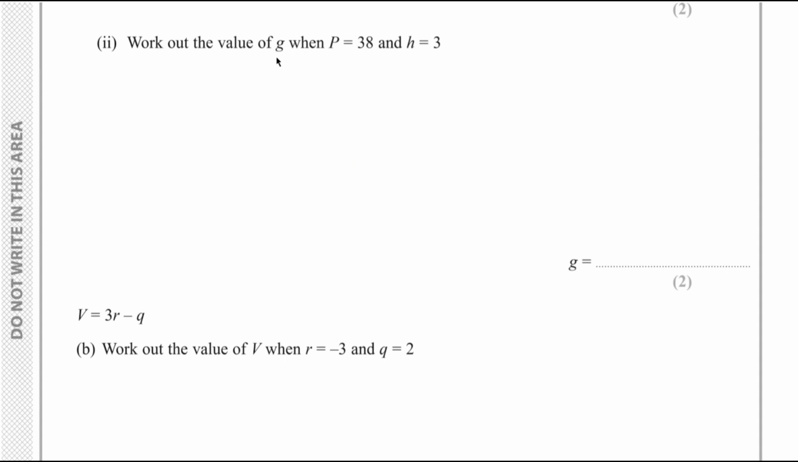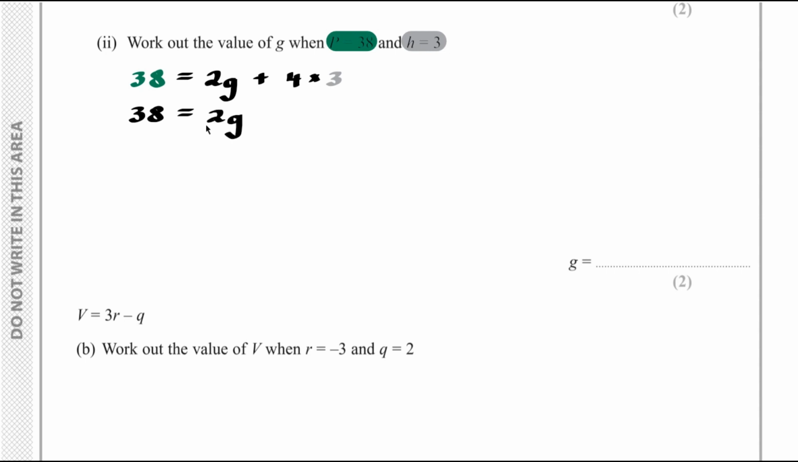Next, work out the value of g when P equals 38 and h equals 3. We have 38 equals 2g plus 4 multiplied by 3. So we have 38 equals 2g plus 12. Subtracting 12 from both sides, we end up with 26 equals 2g, and dividing both sides by 2, we end up with g equals 13. So g equals 13.